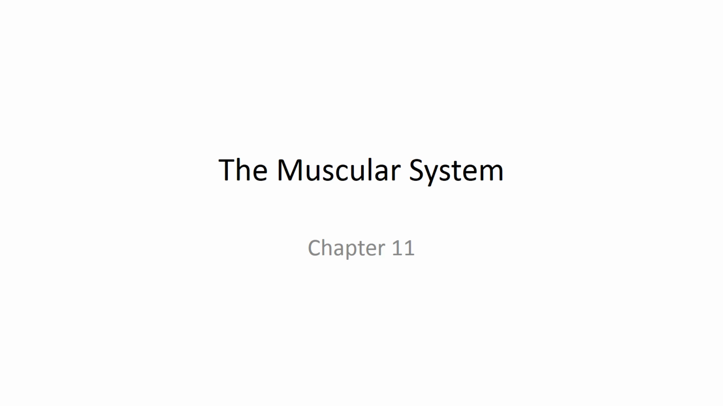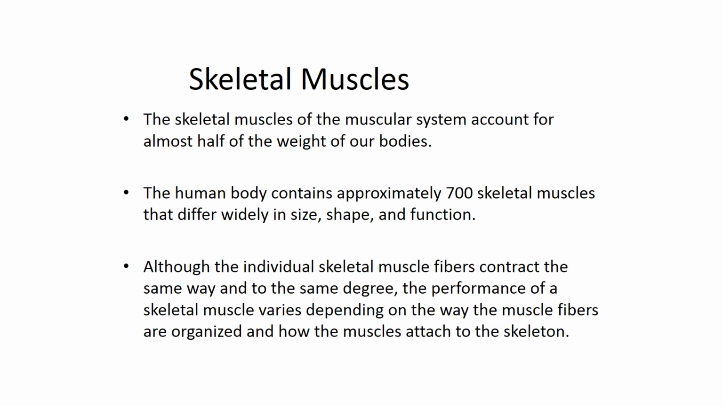Now, in continuing our discussion of the muscular system, we're going to look at some organization of the muscular system. The skeletal muscles of the muscular system account for about half of the weight of our bodies. The human body contains about 700 skeletal muscles, and they differ in size, shape, and function.